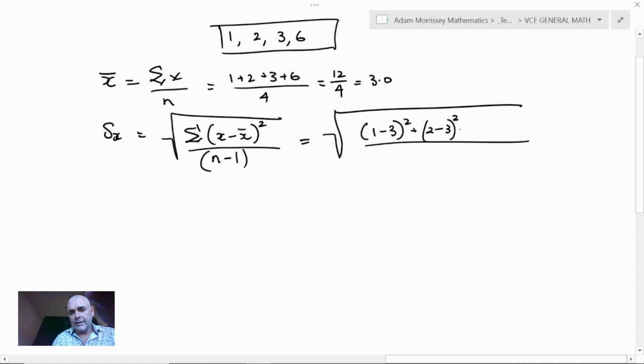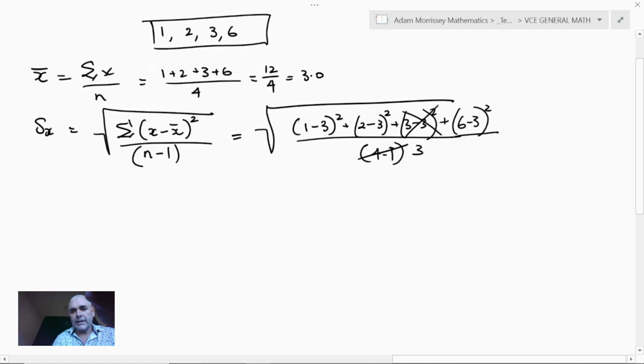And now we look at the third data point, which is a 3, which happens to be our mean. And we're going to subtract that by 3. And that's good news, because that's going to cancel to 0 and save us a little bit of work. Now we've got 6 subtract 3, and we're going to square that. Now we had 4 data points, subtract 1. So that's going to be 3 as well.